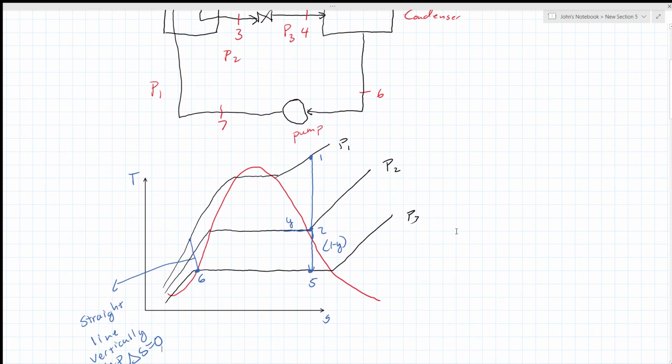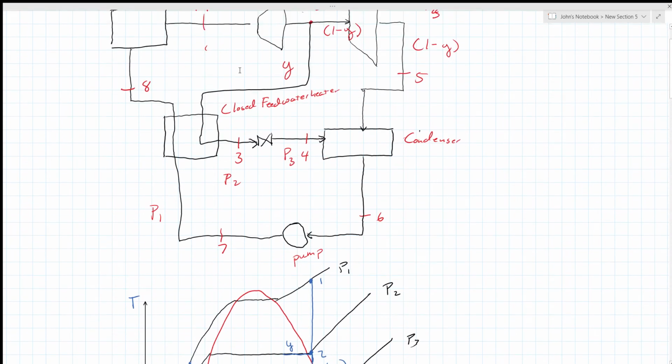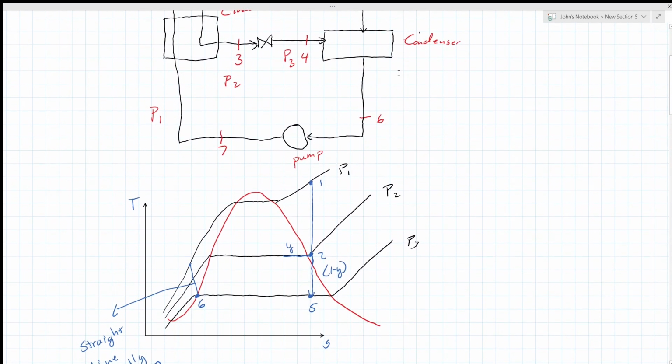So here I am going through the closed feed water heater, and I'm going to end at some point here. Don't know, say it's right about there. This is the water going through the closed feed water heater.